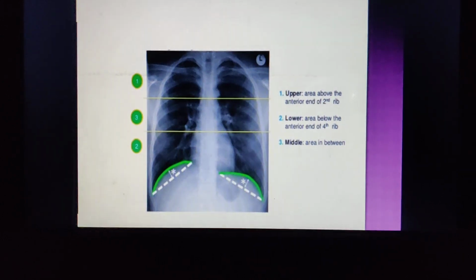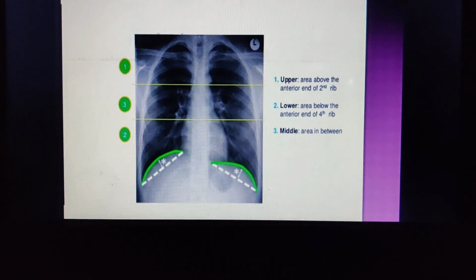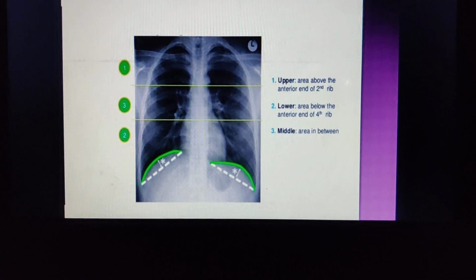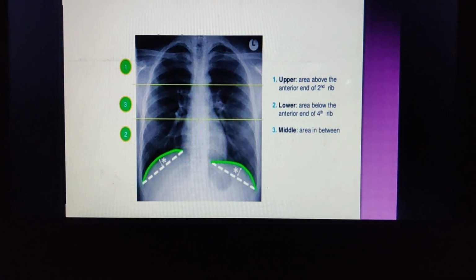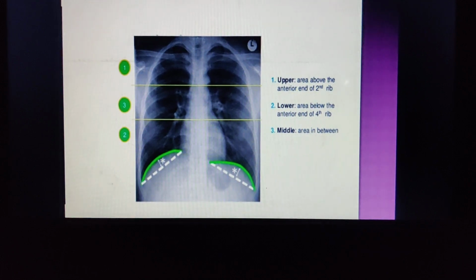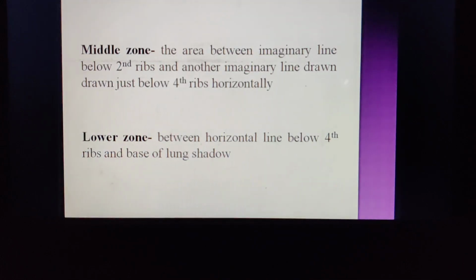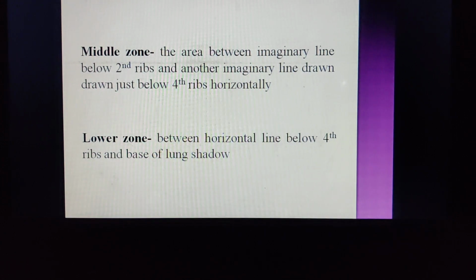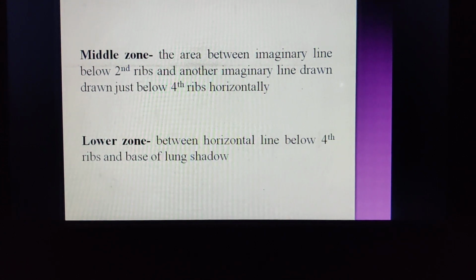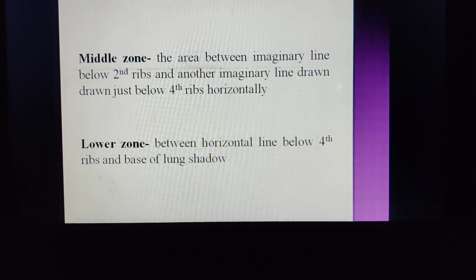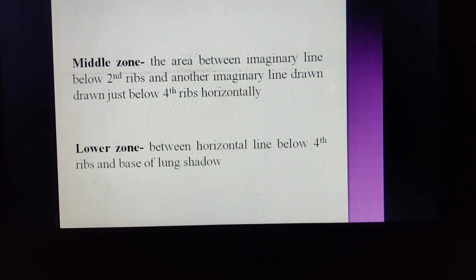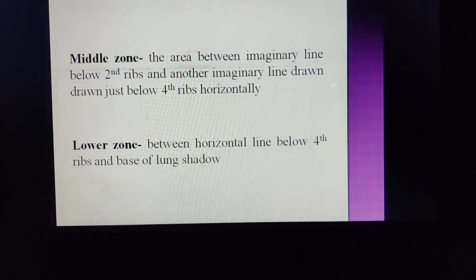end of the second ribs, and the middle zone from below the horizontal imaginary line of the second ribs to another imaginary line drawn below the fourth ribs. Lower zone is considered below the horizontal line from the fourth ribs, up to the base of the lung shadow.